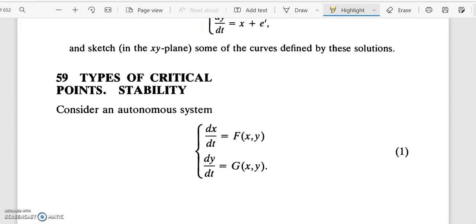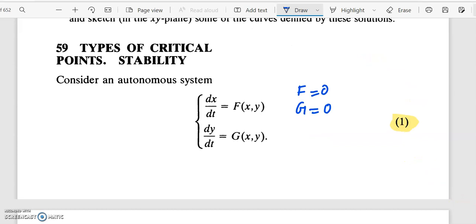So we have this autonomous system of the form dx by dt equal to f of x y and dy by dt equal to g of x y. We are calling this equation 1. Here f and g are continuous functions, and they have continuous first order partial derivatives. That is how we define an autonomous system. The critical points are the points which satisfy the simultaneous conditions f equal to 0 and g equal to 0.